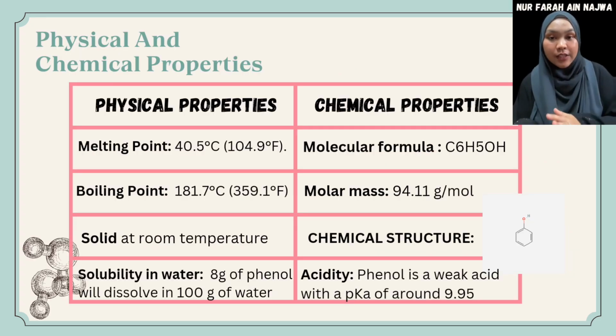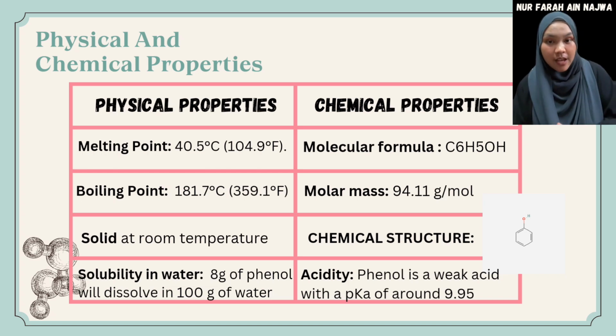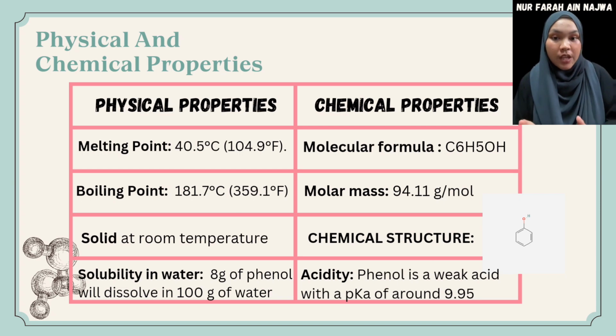Okay, next I will talk about physical and chemical properties of phenol. There are 4 physical properties that I will mention. Firstly, the melting point of phenol is 40.5 degrees Celsius. Secondly, the boiling point of phenol is 181.6 degrees Celsius. It is useful to compare phenol's melting and boiling point with those of methylbenzene, for example, toluene.